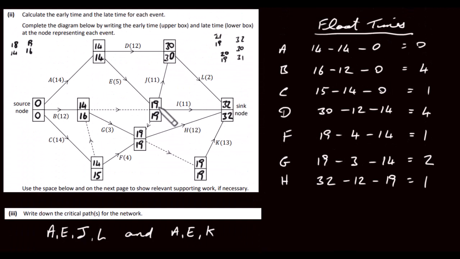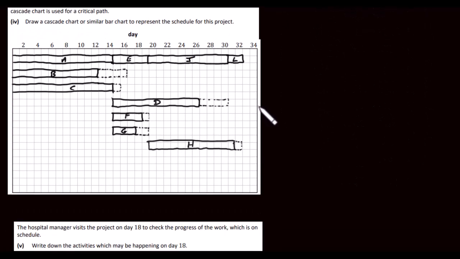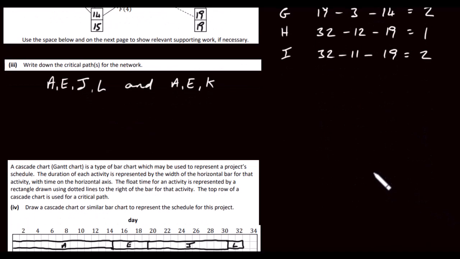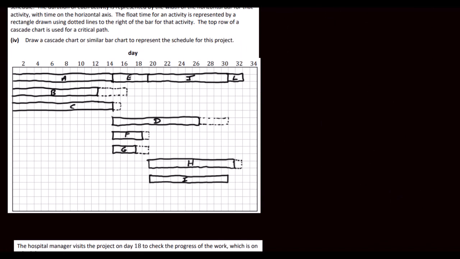So let's see where I starts. I is here, that starts on day 19 as well, so let's start there. That has a duration of 11, so we start at 19 and we go out 11 squares, so it's going to be the same as this one. This is I, and its float time. So I is here, so we take 32 minus 11 minus 19, which is 2. So I has a float time of 2.